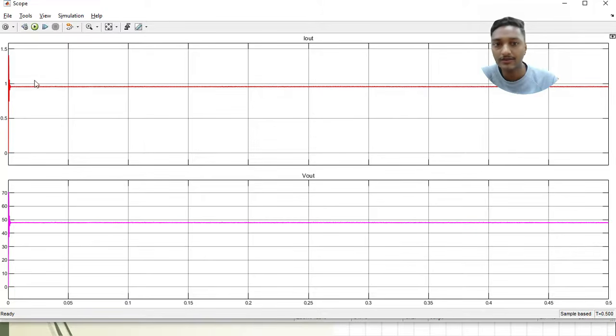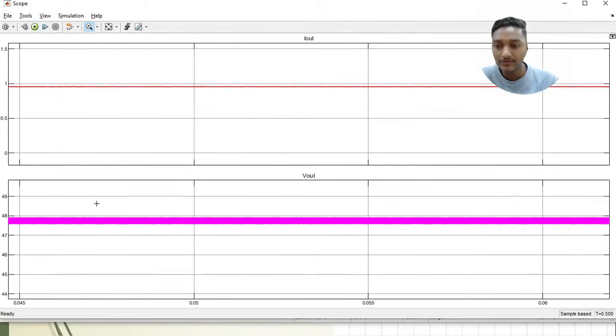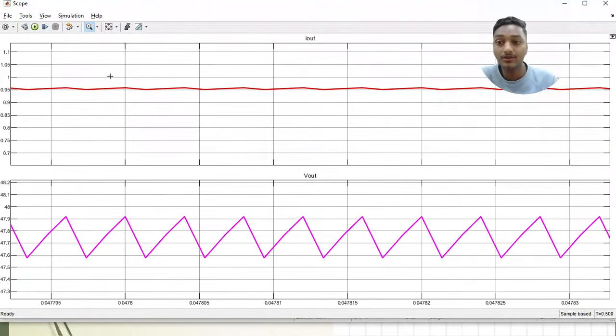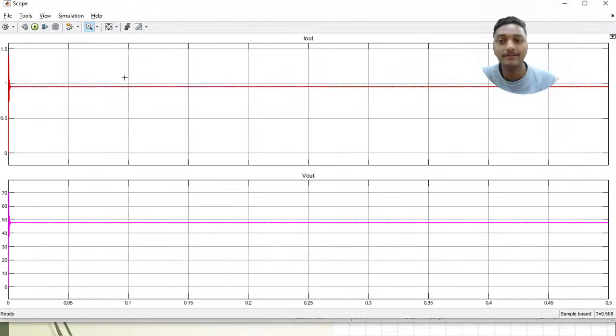Our output current requirement is 1 amp. That thing we have seen, we calculated, and the output voltage requirement is 50. But I am not getting 50, I got something around 47.9 to 47.6. So that is fine, but current is very important, because the nature of the current will determine whether it is CCM or DCM. It is not going to zero, so it is perfectly CCM. We have ensured the CCM operation.